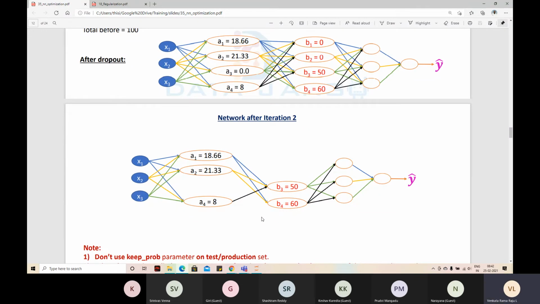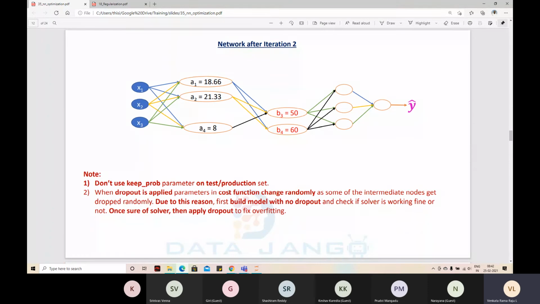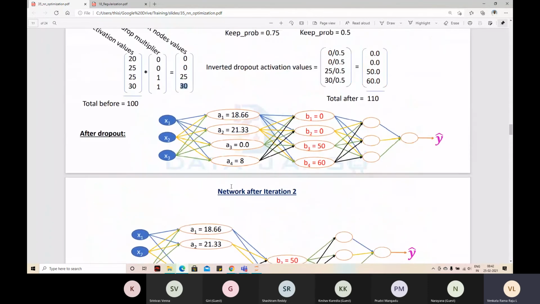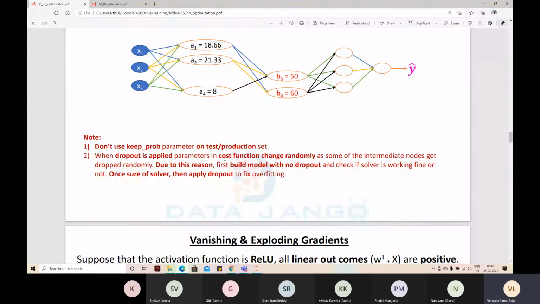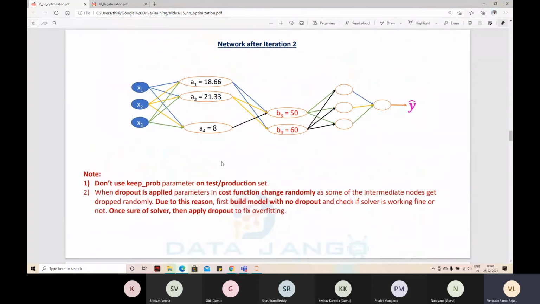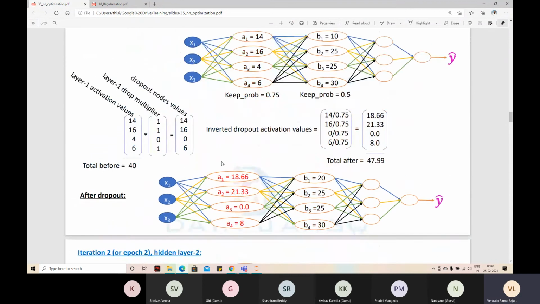In production and test you should be using all the weights. While training, you may not use all the weights, but in test and production, you will be using all the weights. Got it? Dropout regularization, did you get it?